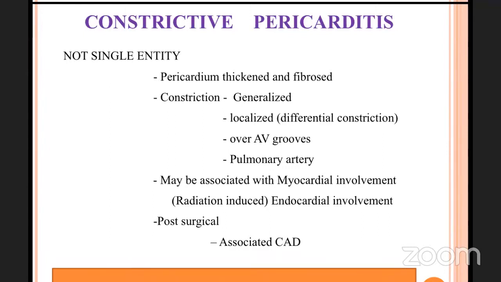Especially in some of the patients with constrictive pericarditis secondary to mediastinal radiation because of lymphomas or some other malignancies, this radiation not only causes pericardial fibrosis, it also causes myocardial problems, it also causes endocardial problems, it also affects the walls. So such complex constrictive pericarditis is difficult to diagnose, but I'll tell you how to go about making the diagnosis.